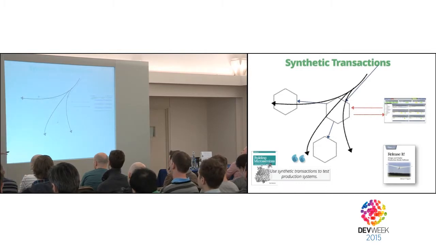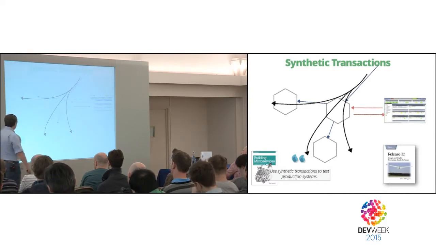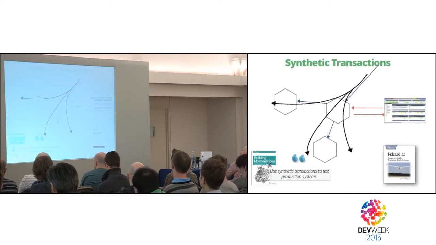When you make it like this so that it's exactly like production except for the flag, then it gives you really realistic ways of monitoring to see what realistic business transactions look like. So this is Sam's advice: use synthetic transactions to test production systems.